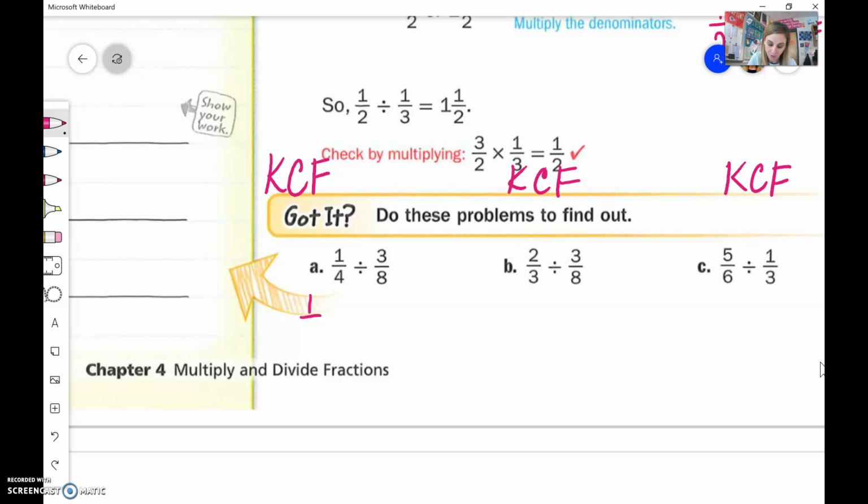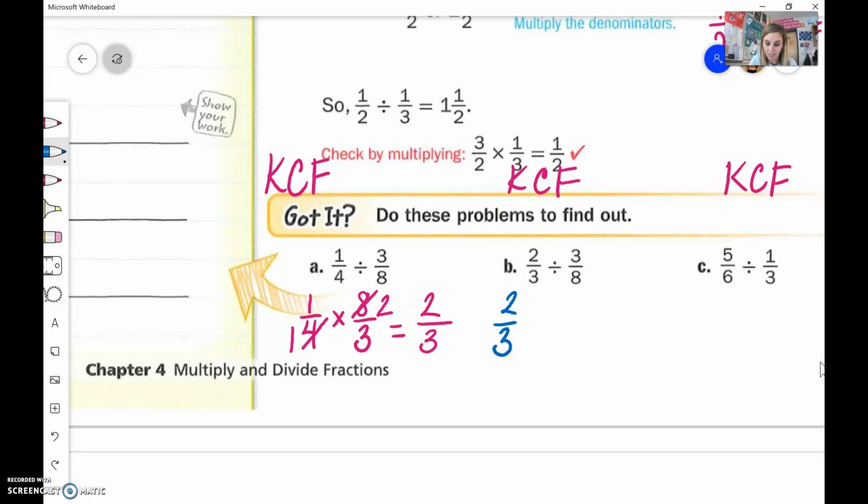So keep the first number, 1/4, change the division to a multiplication, and flip 3/8 to 8 over 3. Yes, this is one where we can cross simplify. We can divide 4 and 8. We can divide each of those by 4. 4 divided by 4 is 1. 8 divided by 4 is 2. Now I'm going to multiply across, and I get 1 times 2 is 2. Multiply my numerators. I'm going to multiply my denominators. 1 times 3 is 3, and I get my answer of 2/3. Very good.